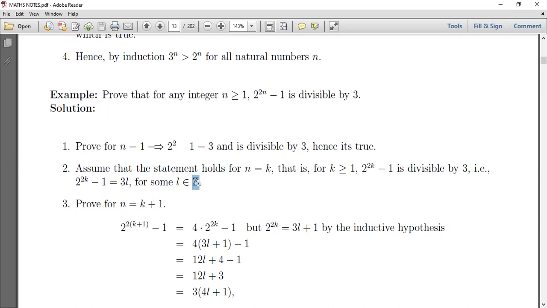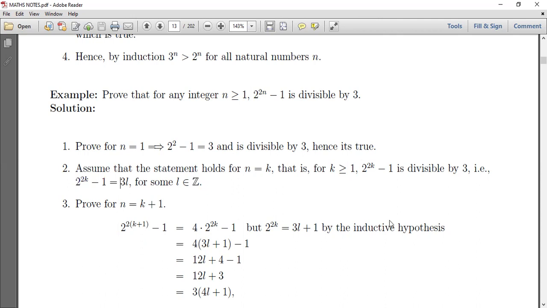If 15 is divisible by 3, then it means 3 can get into 15 a whole number of times, or there's an integer that you multiply 3 with to get 15, which is 5. So in other words, if we are saying this is divisible by 3, it means there's an integer L that you multiply with 3 so that this is equal to this.